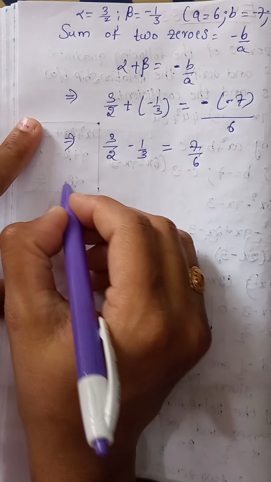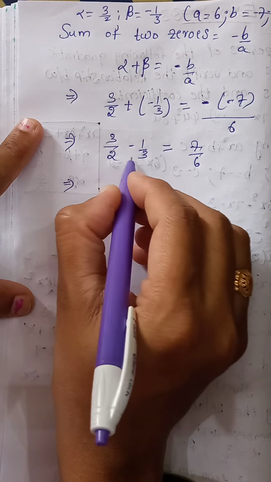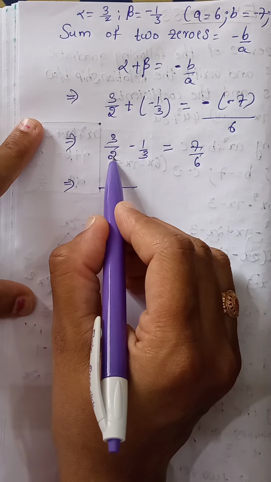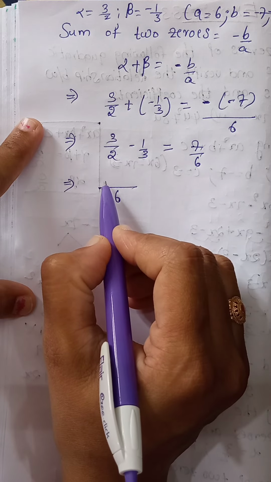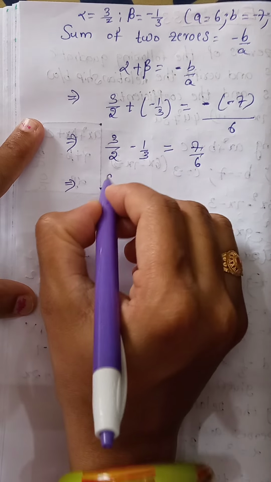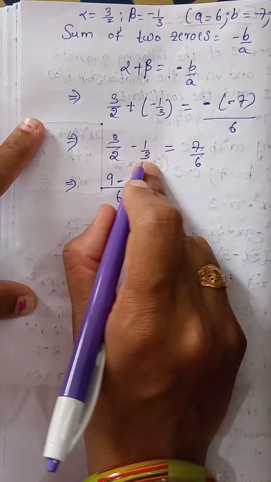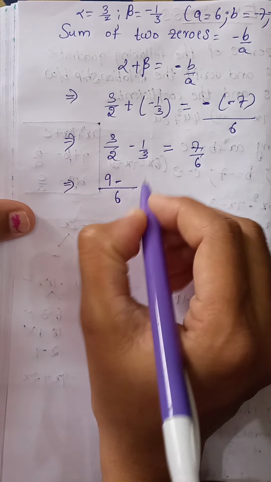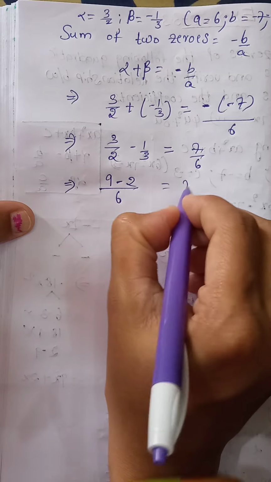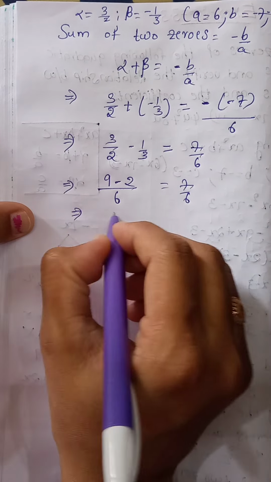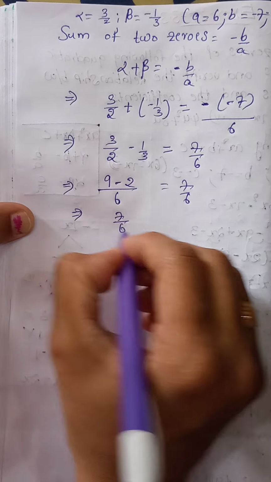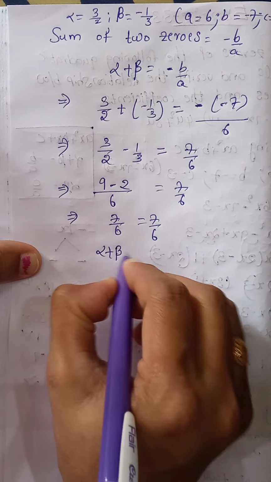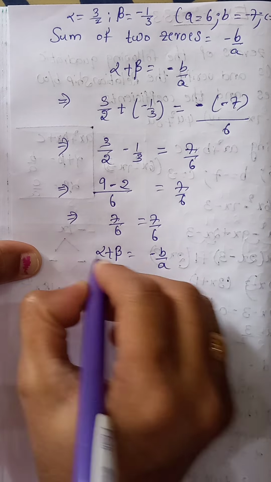Okay. So here we have different denominators. Take LCM. 2 3s are 6. Here 6 2 table 3 times, and multiply 3 with numerator, that is 3. 3 3s are 9, and again 6 in 3 table 2 times, multiply 2 with numerator, that is 1. 2 ones are 2, equal to 7 by 6. 9 minus 2 equal to 7 by 6. So we have proved alpha plus beta equal to minus b by a.